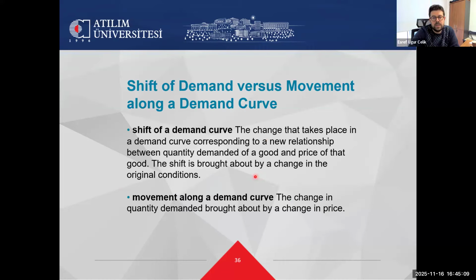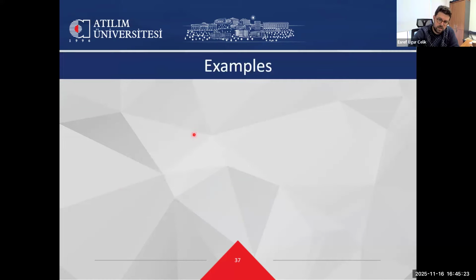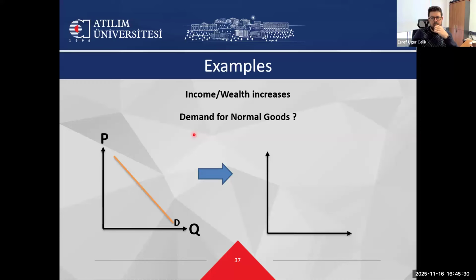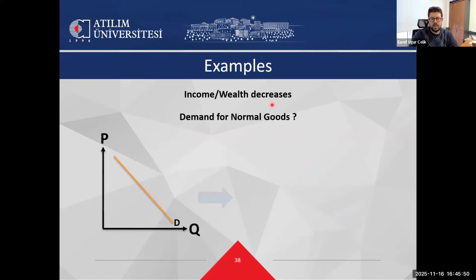If the price of a good changes, we can move along the demand curve. But if another factor changes, we shift it. Okay, let's do an example. I'm not going to do all of them, but I'm going to show some. When income or wealth increases, what happens to demand for normal goods? I said the relationship is positive, so demand increases. So the demand curve is shifting to the right. And vice versa.